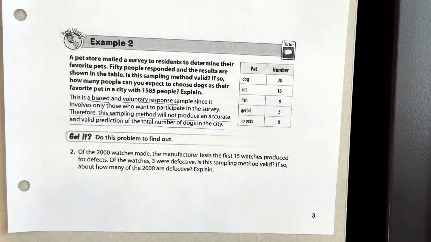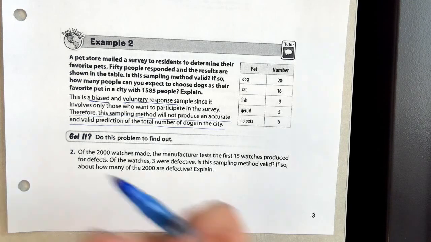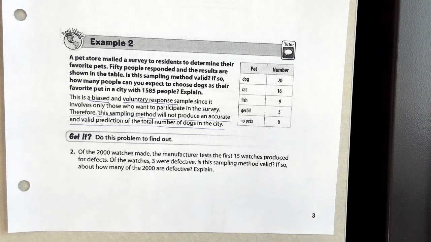The got it problem is a similar type problem. Of the 2,000 watches made, the manufacturer tests the first 15 watches produced to see if they have defects. Of the watches, 3 were defective. Is this sampling method valid? If so, how many of the 2,000 are defective? Well, in this case, since we're only doing the first 15, that's going to be biased in its convenience. It's convenient to just take the first 15 rather than doing them randomly throughout the entire set.